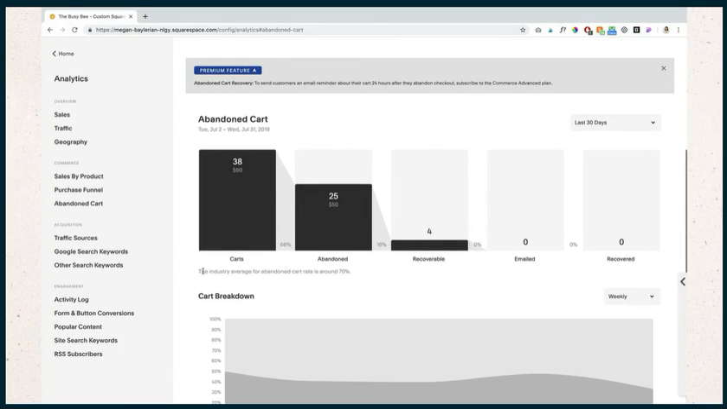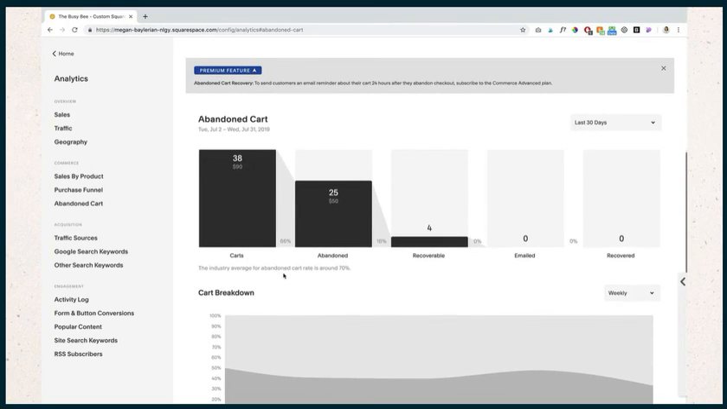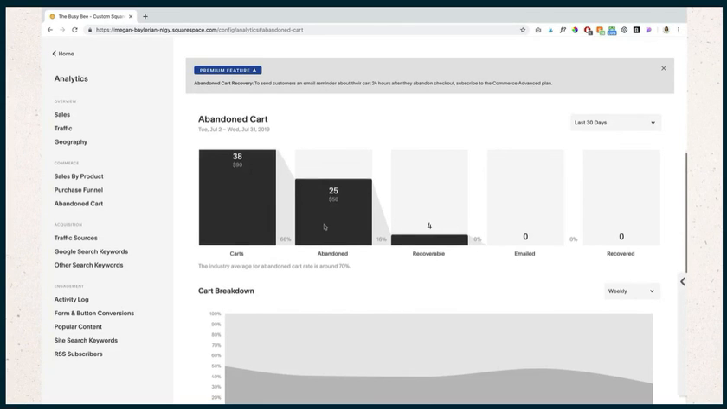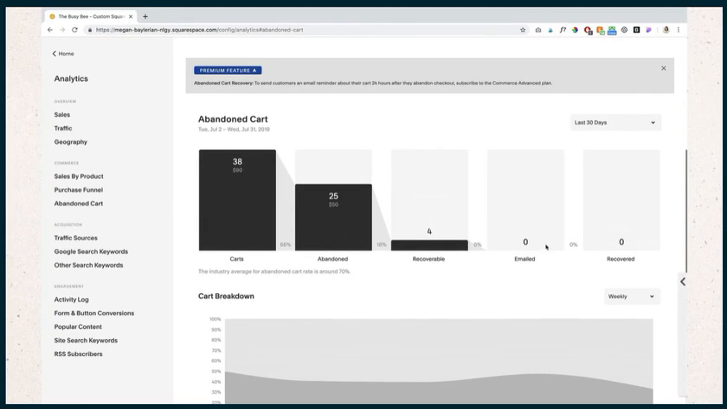It tells you right here, the industry average for abandoned cart rate is around 70%. So you can really take a look at where you stack up against that. And again, it's saying that 0 emails were sent because I don't have a Commerce Advanced plan. So that statistic would be a little different if I did have that kind of plan.